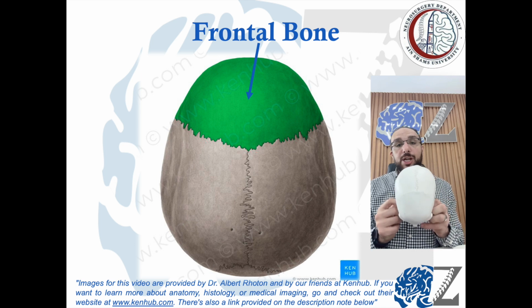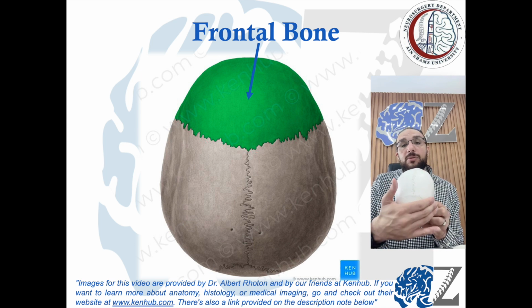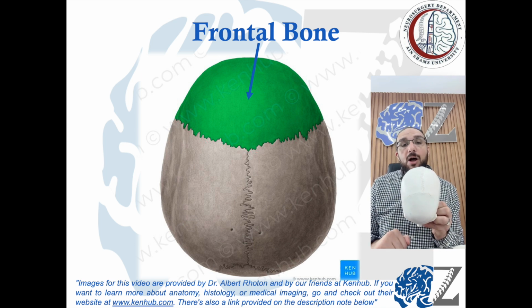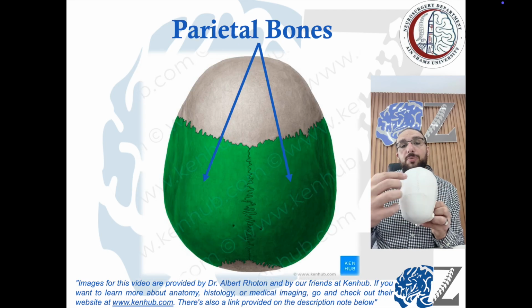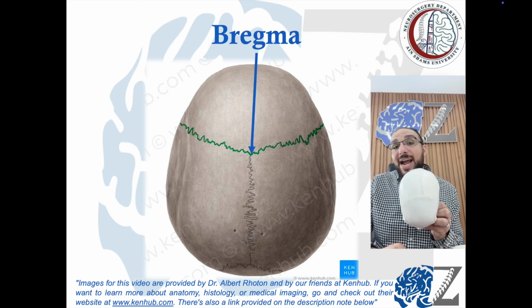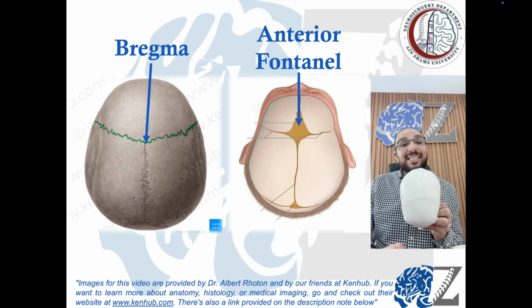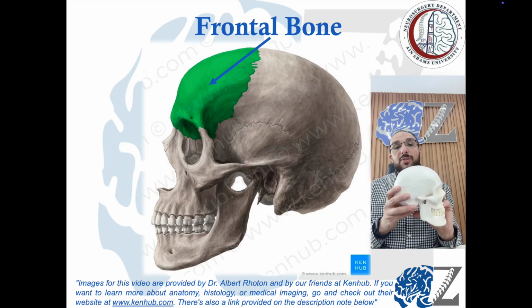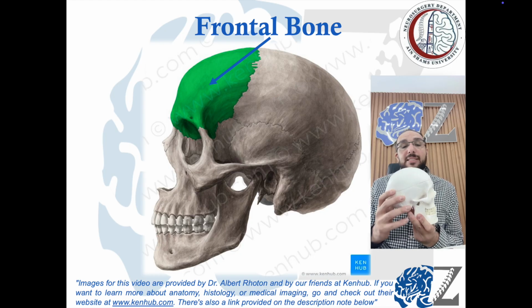If I look upwards in here, I can see that the frontal bone forms an anterior part of the calvaria of the skull. Behind it you can see two parietal bones. They are fused together here at the coronal suture, and we know this point in here, which is called the bregma, which was once called the anterior fontanelle, which is the point of fusion between the frontal bone and the two parietal bones.